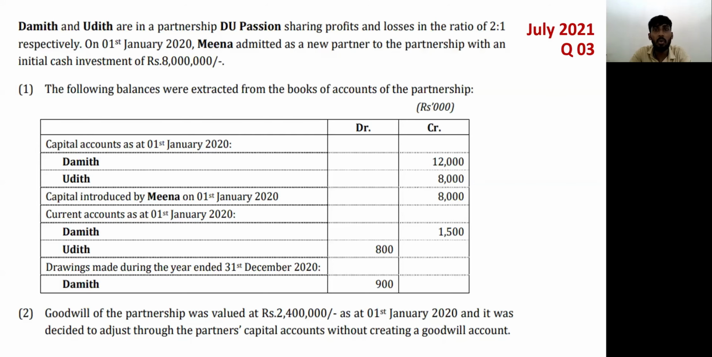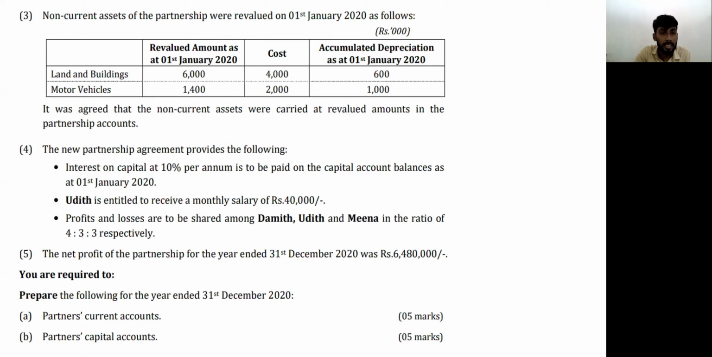Okay, my dears. Now we have to work out a question. Just let's glance through and we start the working. So this is a question relating to a partner arrival. Damit and Udit are in a partnership, DU Fashion, sharing profits and losses in the ratio of 2 and 1 respectively. A new partner is admitted. Then let's see what's the requirement. You are required to prepare the following for the year ended 31st December 2022.